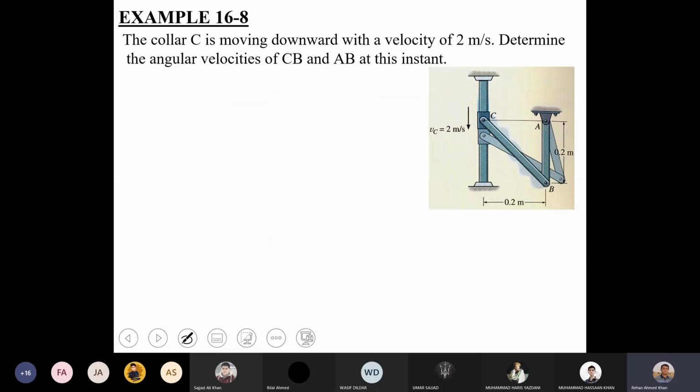Okay, starting with example 16-8, a rigid body mechanism is being shown to you on the right-hand side of this slide. First of all, can you identify the total number of rigid bodies which are in motion in this figure?